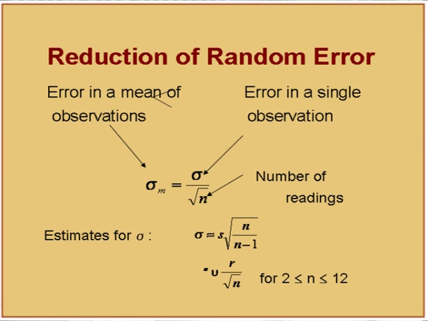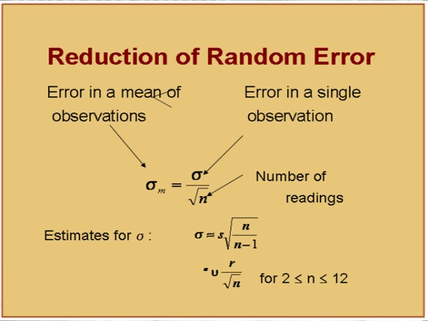Now what are the estimates for sigma? One estimate for sigma is equal to standard deviation s into square root of n by n minus 1, okay, where n is the number of readings. So note that sigma is the error in a single observation. You are trying to estimate the error in a single observation from the standard deviation calculated for a number of readings, right? That is what is interesting here.